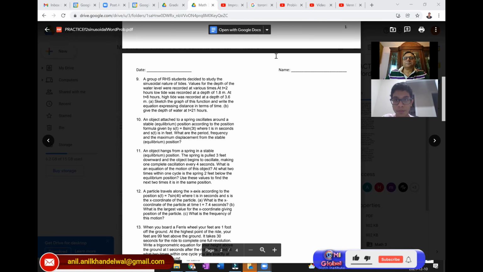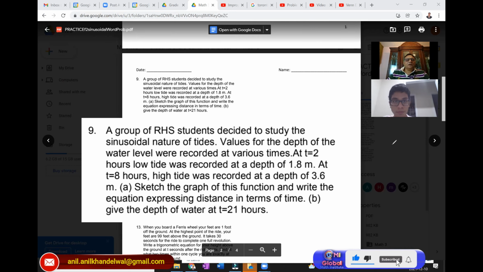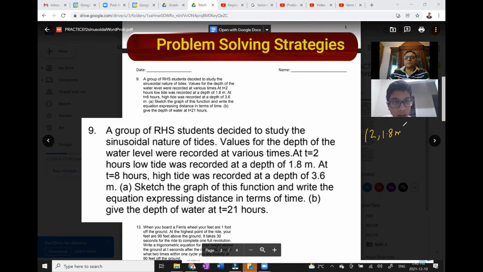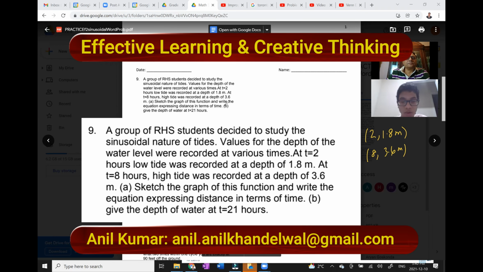Let's begin with question 9. Can you please read the question? A group of RHS students decided to study the sinusoidal nature of tides. Values for the depth of the water level were recorded at various times. At t is equal to 2 hours, low tide was recorded at a depth of 1.8 meters. At t is equal to 8 hours, high tide was recorded at a depth of 3.6 meters. A. Sketch the graph of this function and write the equation expressing distance in terms of time. B. Given the depth of water at t is equal to 21 hours.